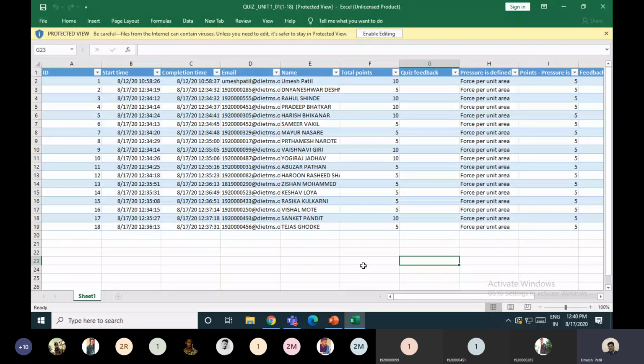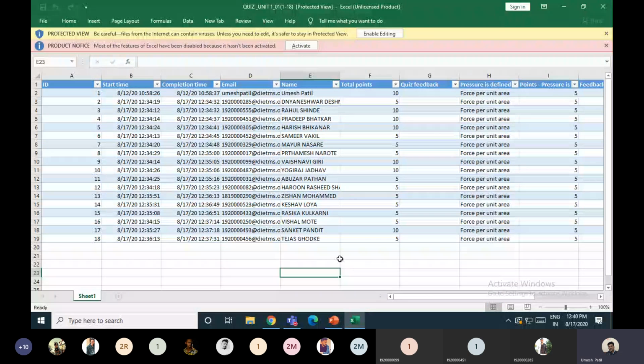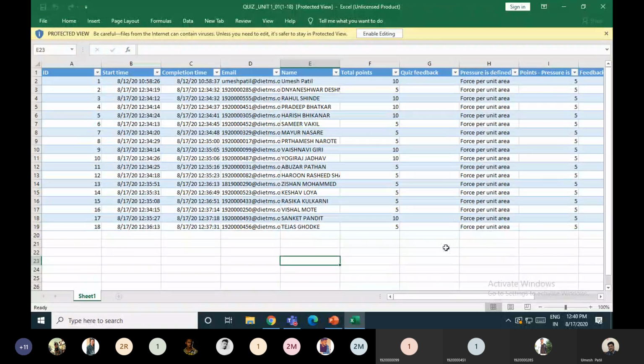That Excel sheet result I am sharing with you. So these are the results. Are the results visible to you? Are you able to see this Excel sheet? Somebody please reply. Yes, sir. Okay. So you can see here your name and the points that you got in the quiz.